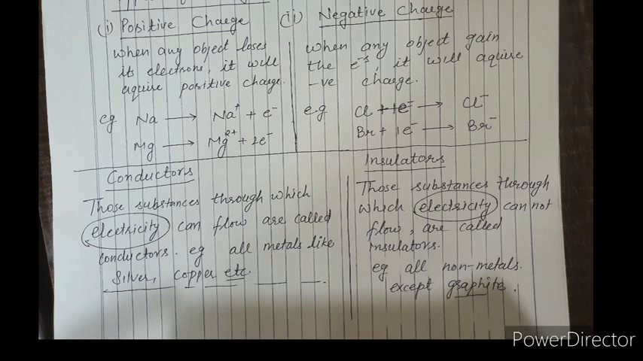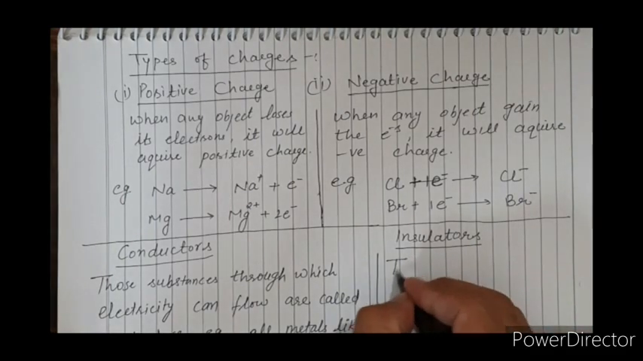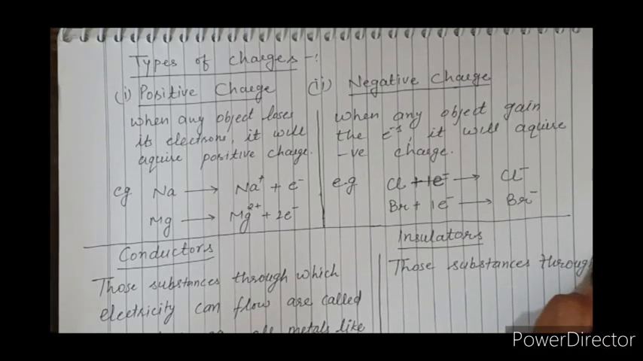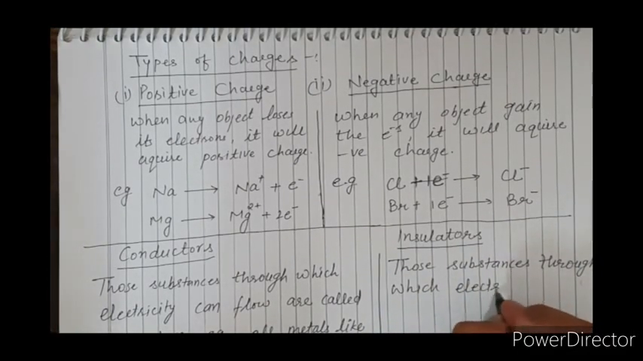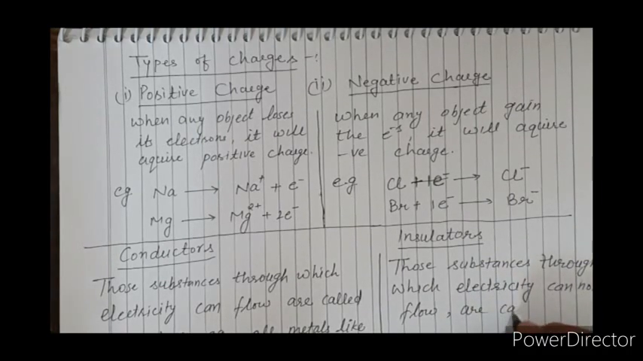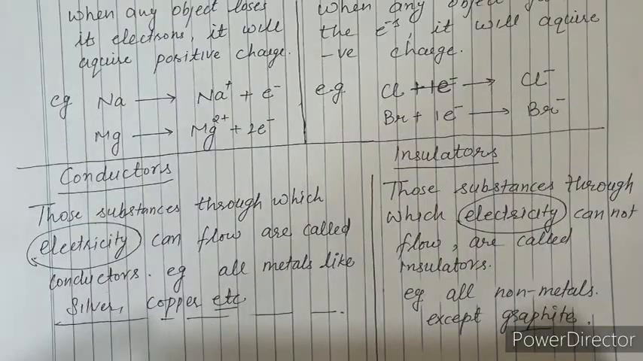Next we have insulators. What are the insulators? Those substances through which electricity cannot flow. Those substances through which electricity cannot flow are called insulators. For example, all non-metals except graphite, because graphite is a conductor of electricity. Even human body is also a conductor of electricity, as we know that electric current can pass through the human body.